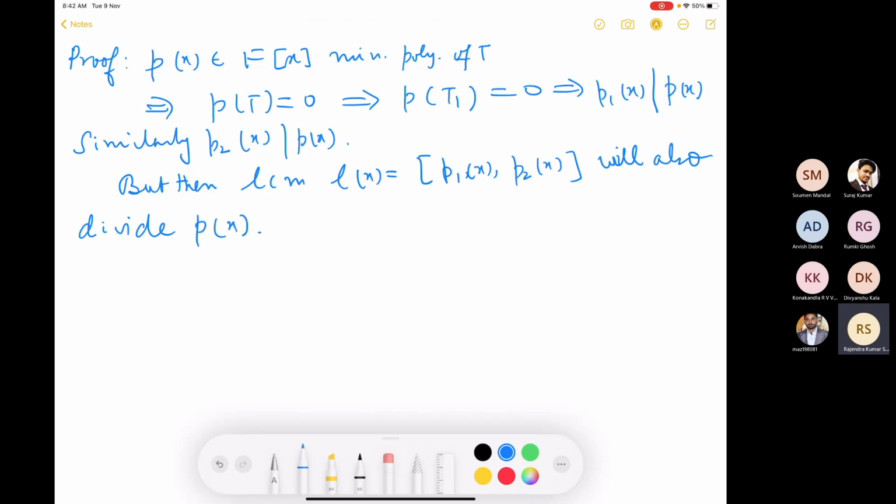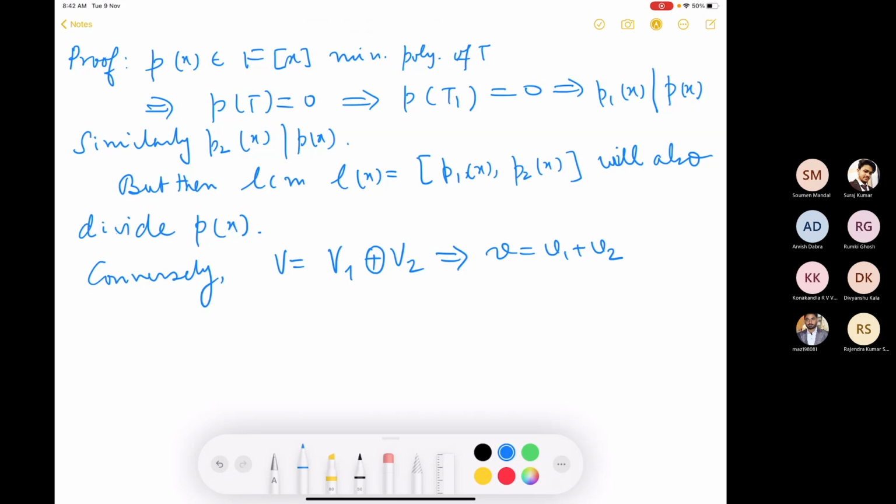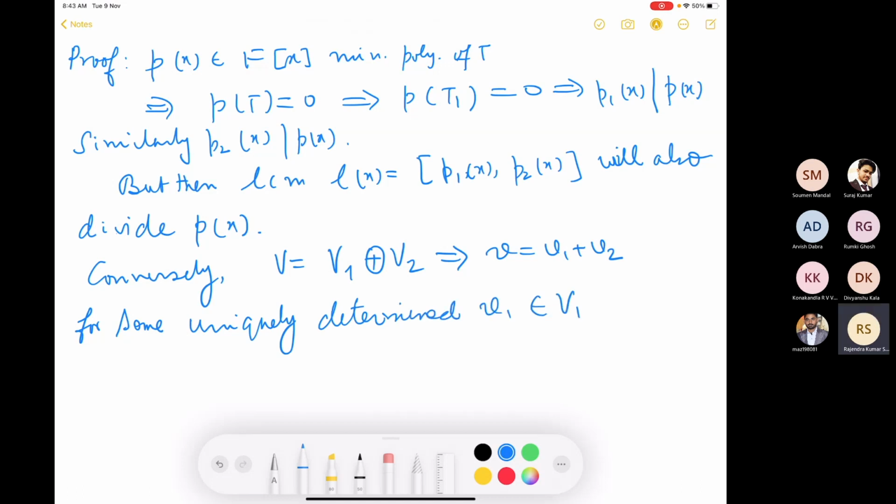P(x). The converse is simple. Conversely, V is V1 direct sum V2, so this implies that every v can be written as v1 plus v2, uniquely determined, for some v1 in V1 and v2 in V2.